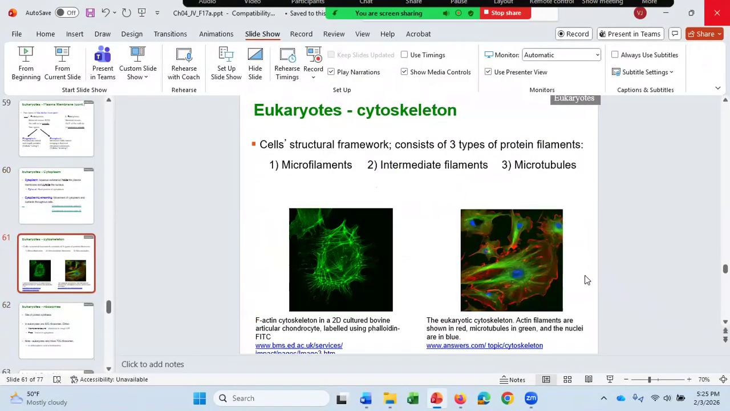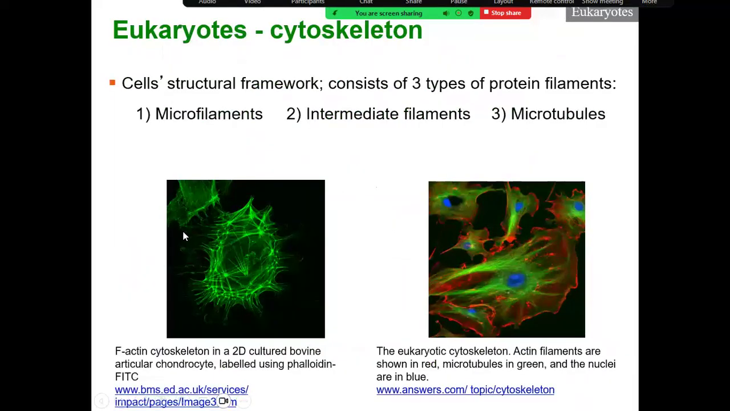The cytoskeleton, it's the structure of proteins in the cell. Let me see if I can blow this slide up. So here we can't see the cell membrane, but it's around right here. And that is actin filaments, which are part of the cytoskeleton, one of the proteins making up the cytoskeleton. There's three parts to the cytoskeleton: microfilaments, intermediate filaments, and microtubules.